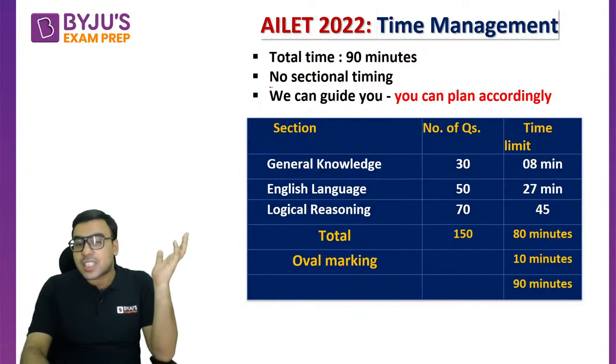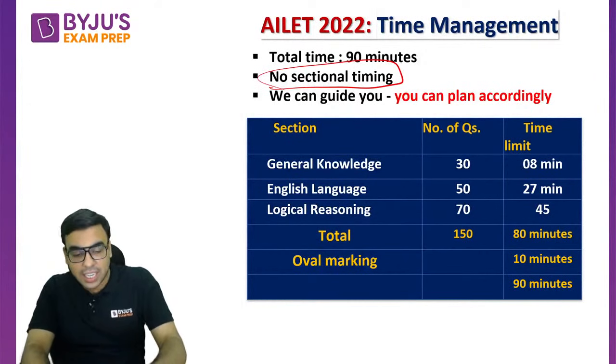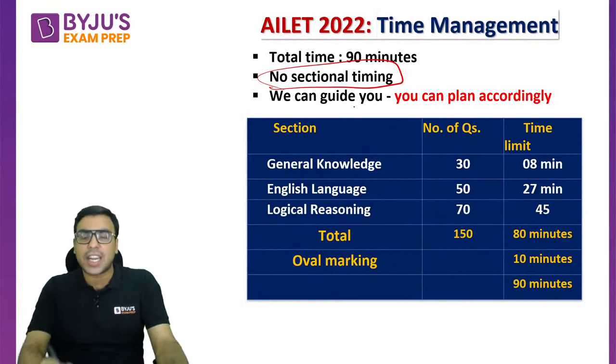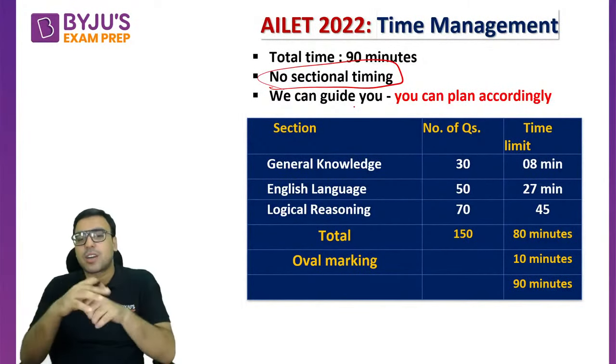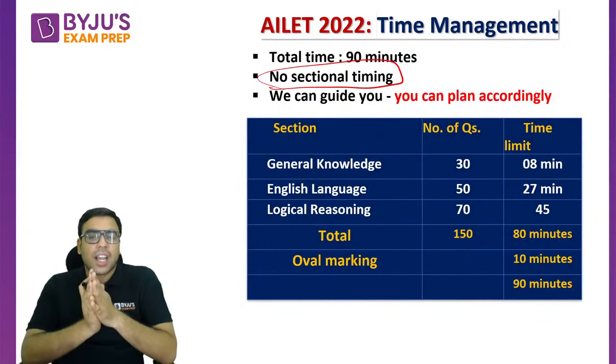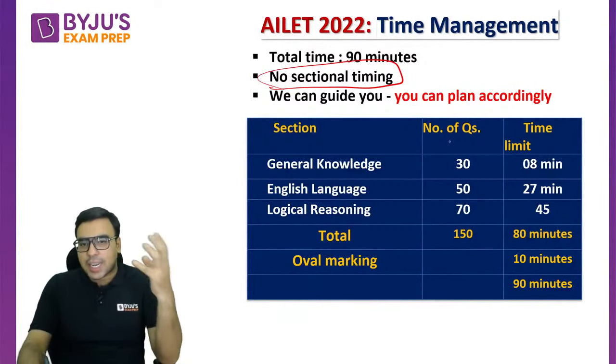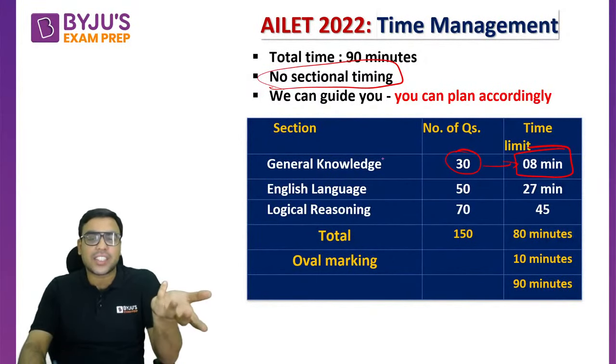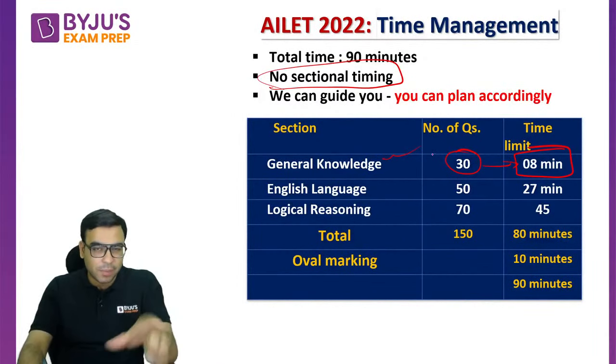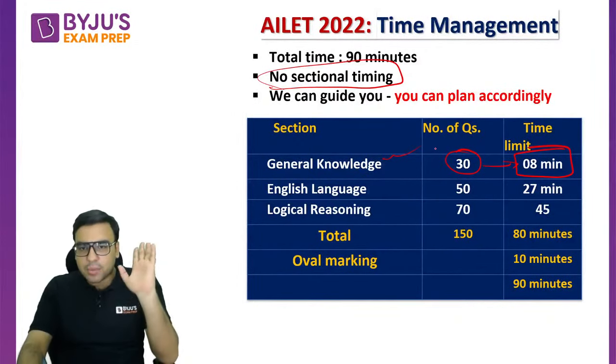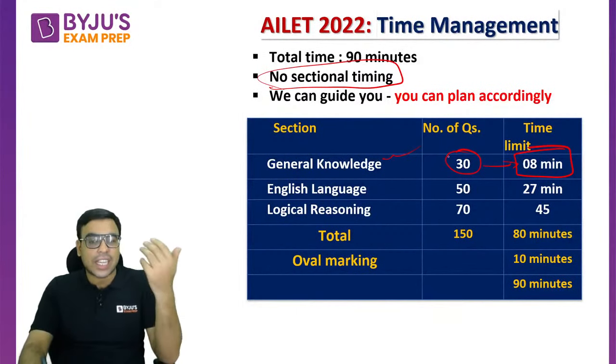Now, how to attempt inside the examination? So there is no sectional cutoff. Or a sectional timing, I would say. There's no sectional timing. In 90 minutes, you can attempt in a way whatever you want. But I will give you some idea. So if you are attempting 30 questions, you should solve it in 7 to 8 minutes, because these are generally GK questions, one-liner. If you know it, you will mark it. If you don't know it, you will have to move on. Okay. Then English, yes, you will have to read and think.